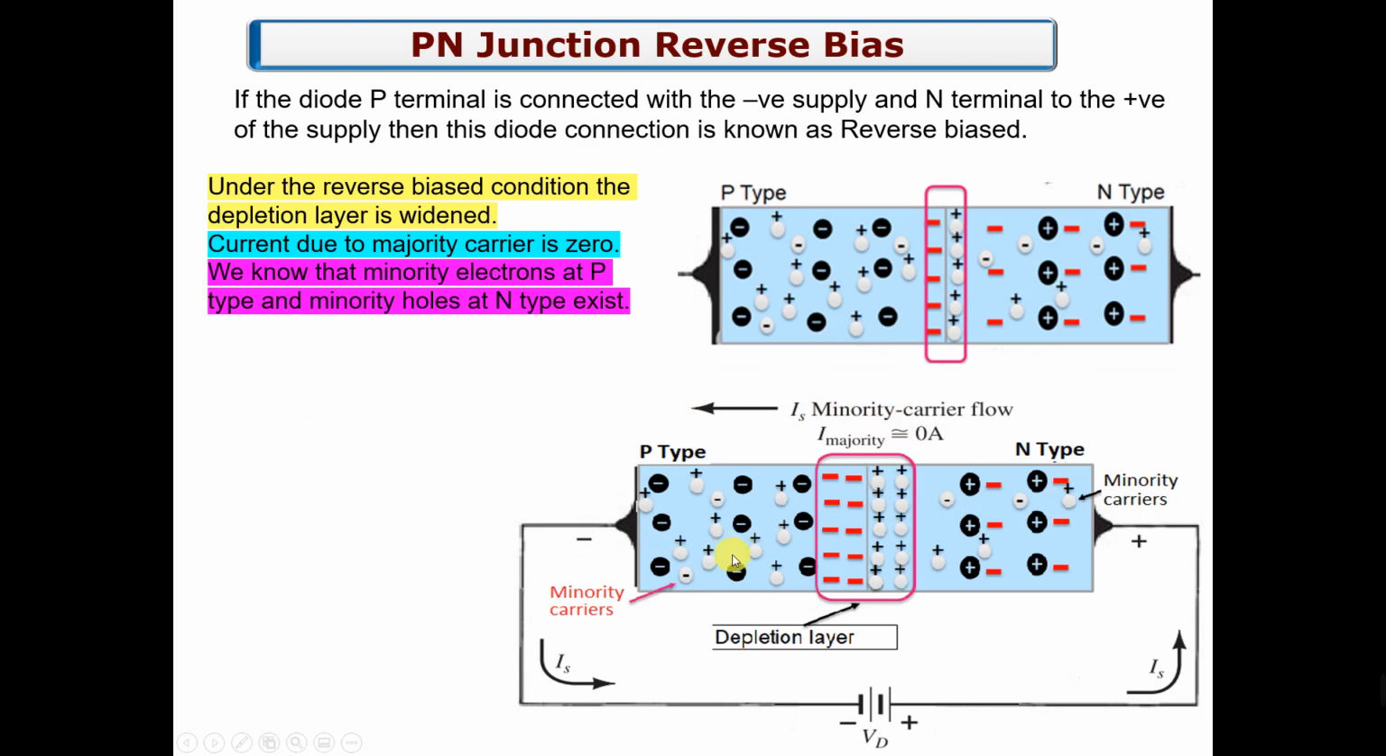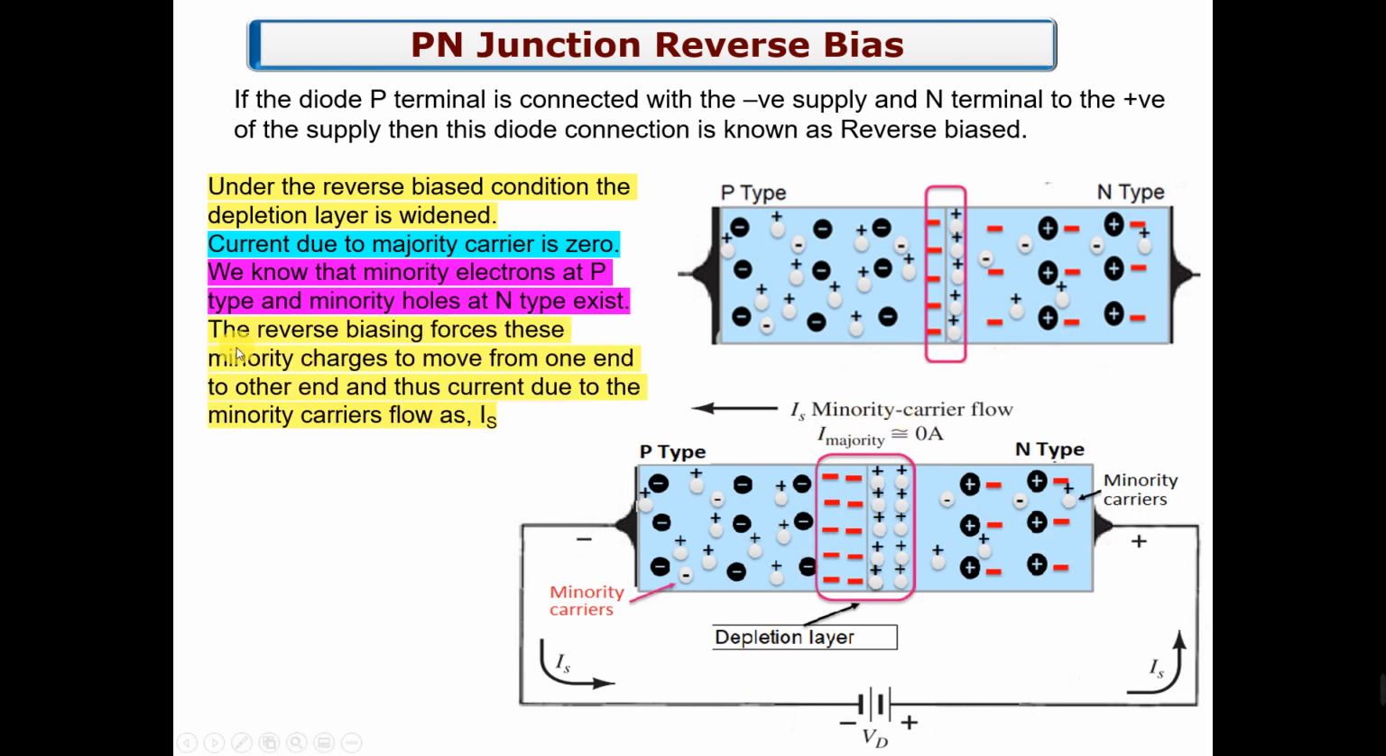So the conclusion is that if we connect the PN junction in reverse order, I mean with the reverse polarity, then there will be no majority current, but there will exist a very small amount of minority current. This is the conclusion of this slide. We have to read something more.